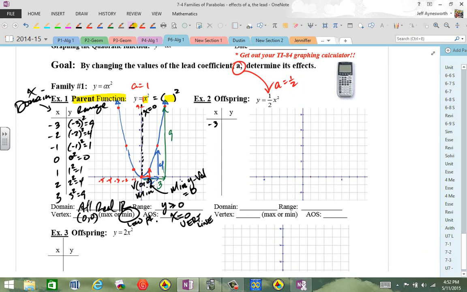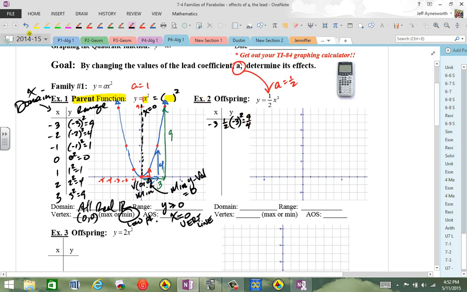Okay, so what we're going to do is we're going to take 1/2 of -3 squared, and that's 1/2 of 9. Okay? The -3 squared is 9. 9 times 1/2 is 9 halves. Oops, not 9/4, but 9 halves, right? 9 divided by 2 is 9 halves, and that's 4.5. So left 3, up 4.5. So 1, 2, 3, 4, and 1/2 right there.